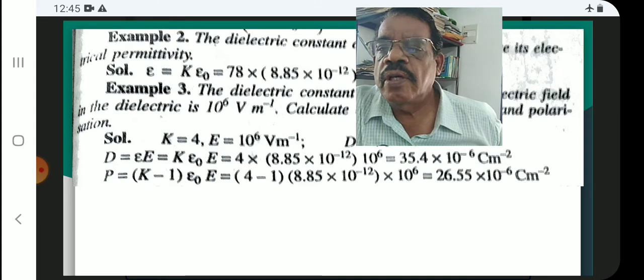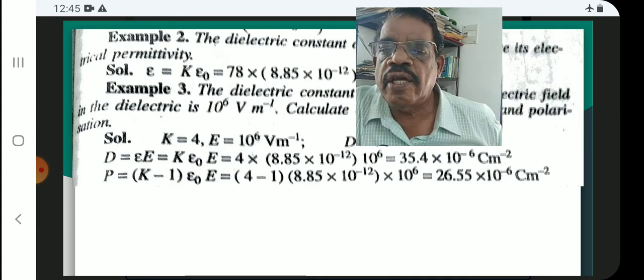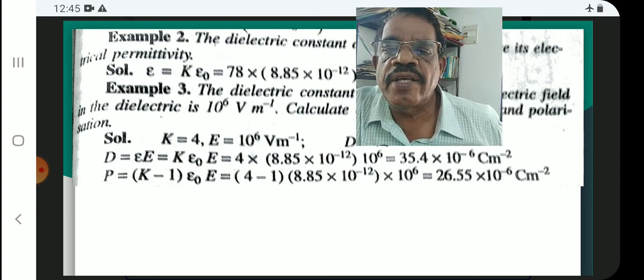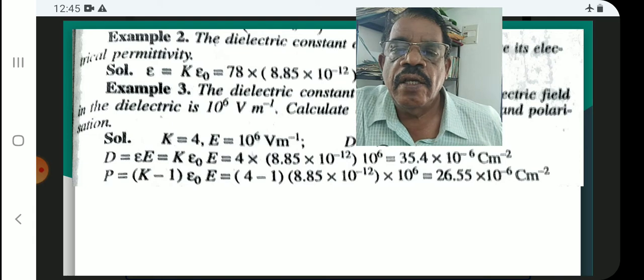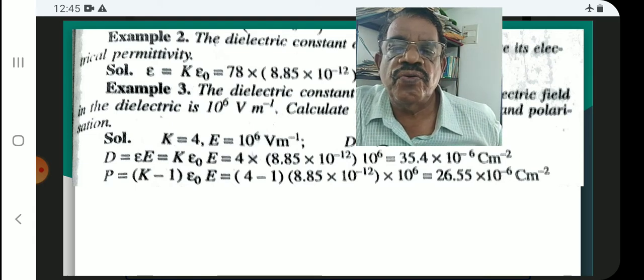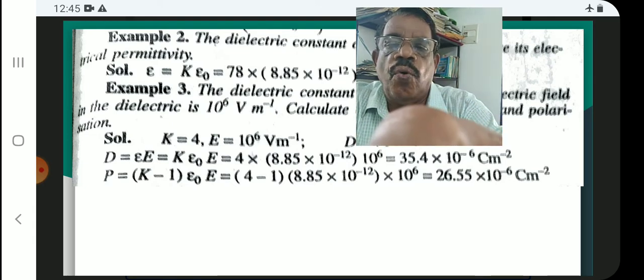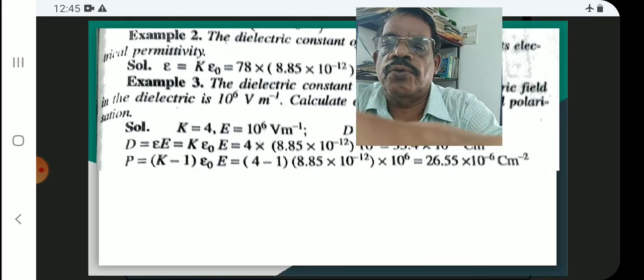And now comes the polarization. P is K minus 1, or epsilon r minus 1, epsilon 0 E. That is 4 minus 1 into 8.85 into 10 raised to minus 12 into 10 raised to 6, equal to 26.55 into 10 raised to minus 6 coulomb meter raised to minus 2.